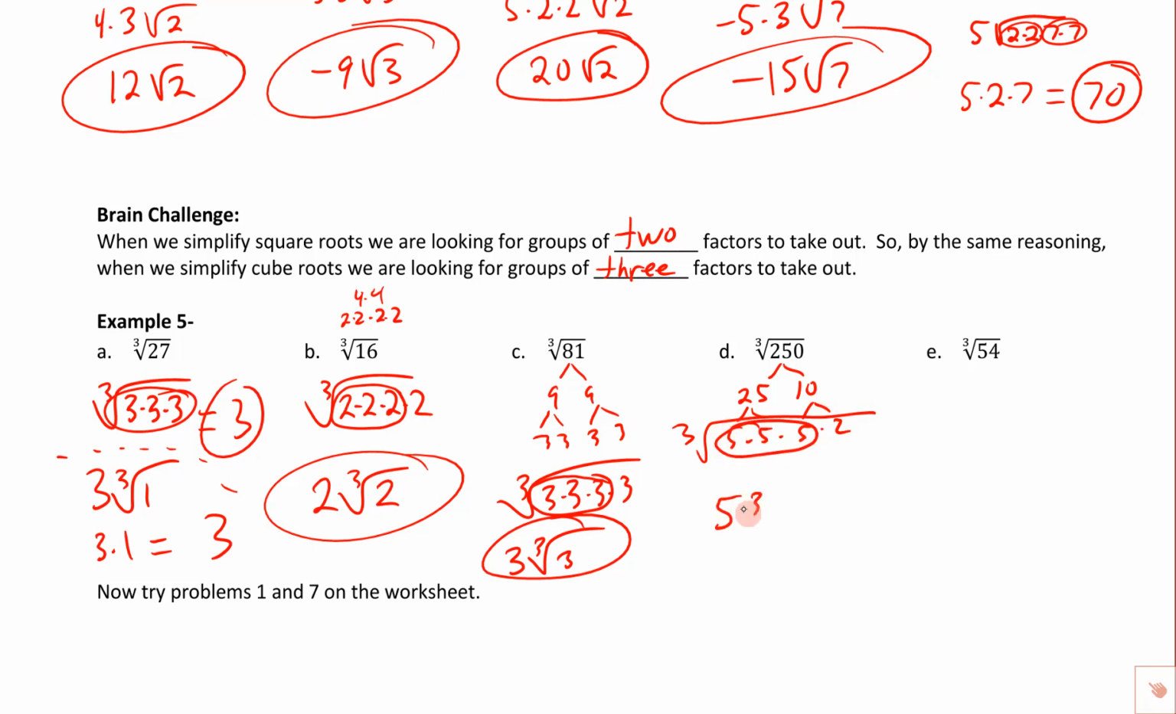So there's a 5 on the outside, and then don't forget to put the index there. A lot of people drop that off and they just write a square root. This is a cube root, so this would be the cube root of 2. So 5 cube root 2 would be the answer there.